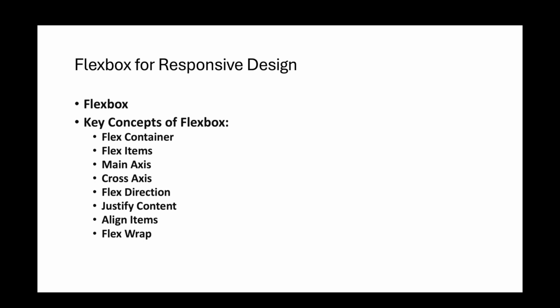Key concepts of Flexbox. Flex container, the parent element containing flex items. Flex items, the child elements within a flex container. Main axis, the primary axis along which flex items are laid out. Cross-axis, the perpendicular axis to the main axis. Flex direction, determines the main axis direction: row, row-reverse, column, column-reverse. Justify content, aligns flex items along the main axis. Align items, aligns flex items along the cross-axis. Flex wrap, specifies whether flex items should wrap onto multiple lines.